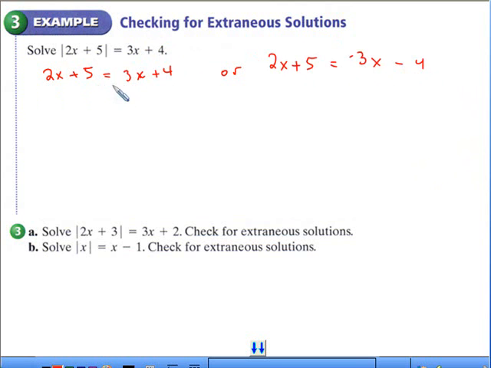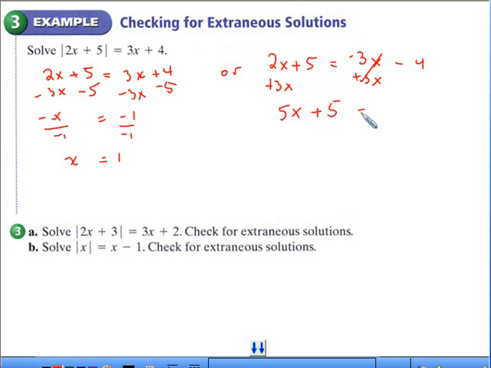We subtract 3x: we get negative x minus 5 over here is equal to 4, so, actually, negative x is equal to... negative x minus 5 is equal to negative 1. So x is going to equal 1. We divide by negative 1. Over here, if we add 3x, we're going to get 5x plus 5 is equal to negative 4 minus 5. 5x is equal to negative 9, divided by 5.